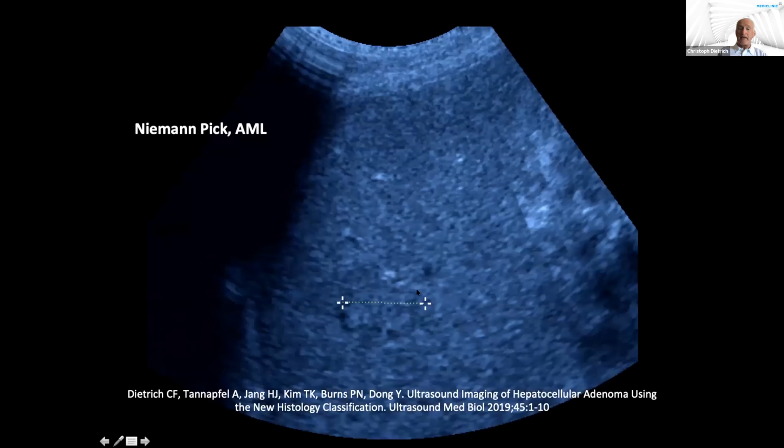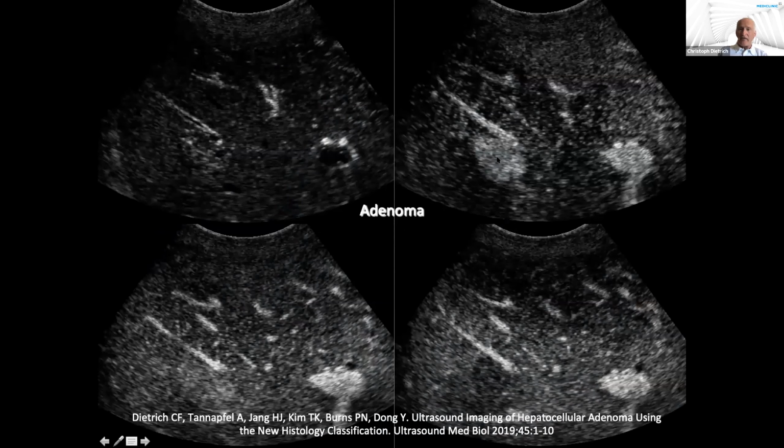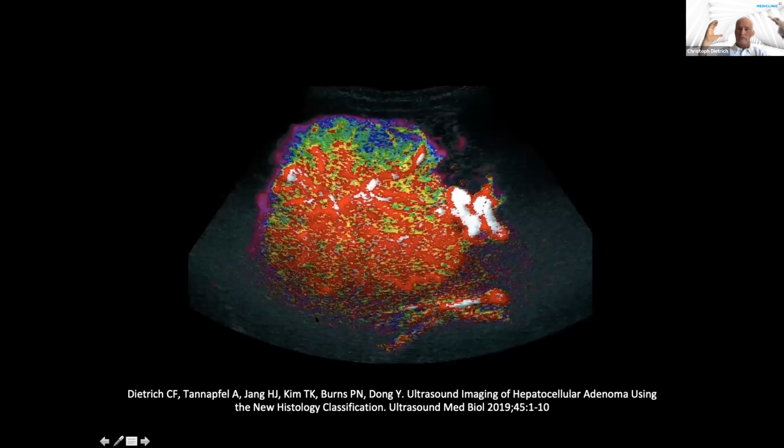You can see the typical small adenoma that you might never see because it looks like normal liver. In Niemann-Pick disease, arterial phase hyperenhancing. It does not contain portal vein branches and therefore it shows washout, hypoenhancement. If you are more interested, we have published a paper on hepatocellular adenoma, and here you can see inflammatory hepatocellular adenoma, which has often been confused in the past with focal nodular hyperplasia, with multilocular arterial phase hyperenhancement.